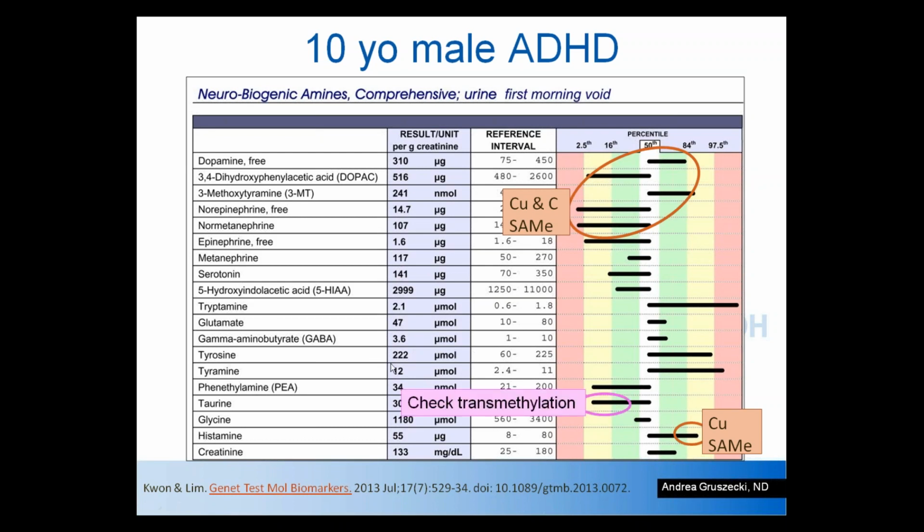This finding, plus a low taurine level, indicates the need to check the transmethylation status. In addition, high levels of trace amines can act like stimulants and may be the reason that the stimulant medications were not tolerated by this particular patient.